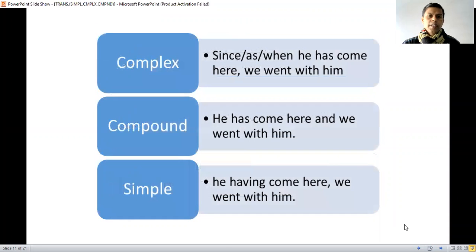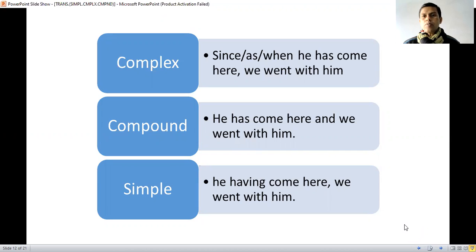Then go to the next example. That is the next rule. When there is since, as, or when in a complex sentence, then in compound we will use and, and in simple we will use subject plus having or verb plus ing. Suppose the sentence is: he has come here.